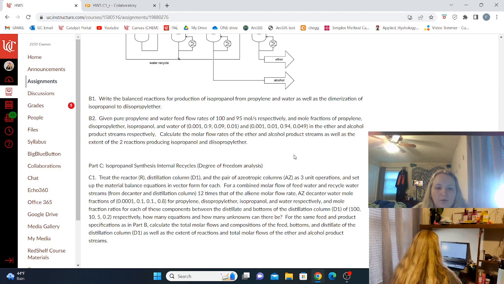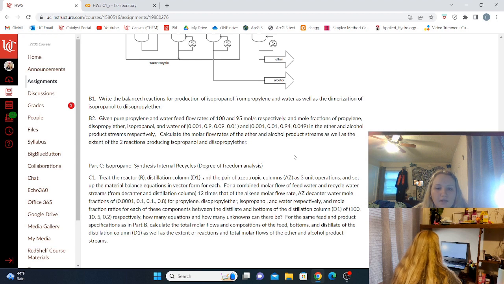AZ decanter water mole fractions of 0.001, 0.1, 0.1, 0.8 for propylene, diisopropyl ether, isopropanol, and water respectively, and mole fraction ratios for each of these components between the distillate and bottoms of the distillation column D1 of 100, 10, 5, and 0.2 respectively. How many equations and how many unknowns can there be?